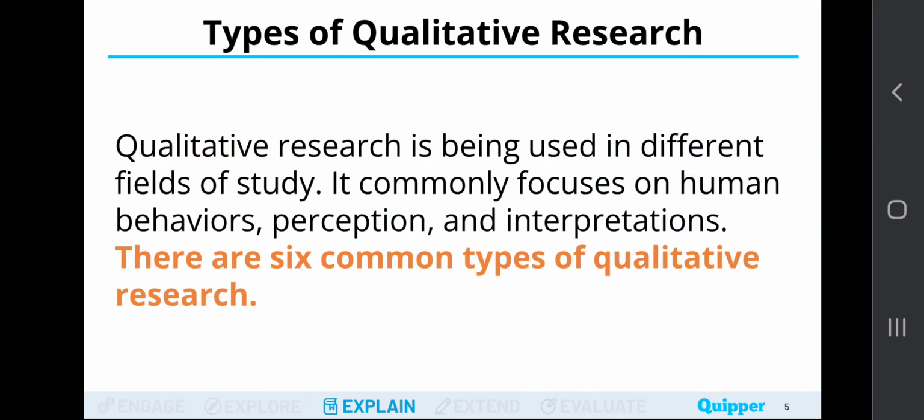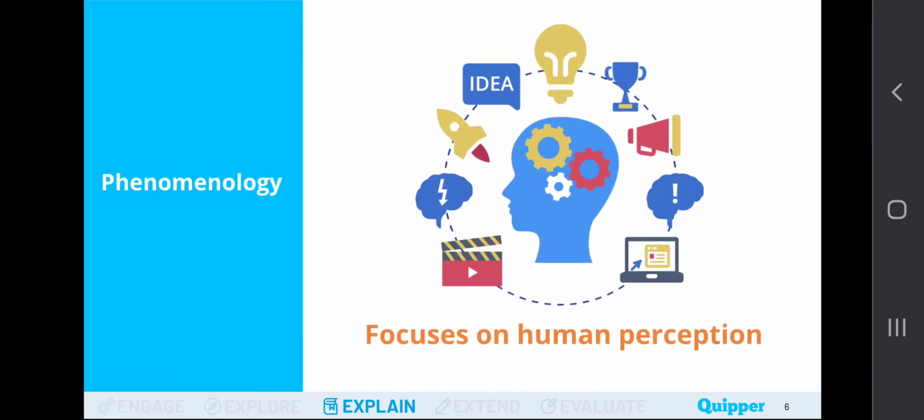Qualitative research is being used in different fields of study. It commonly focuses on human behaviors, perception, and interpretations. There are 6 common types of qualitative research.